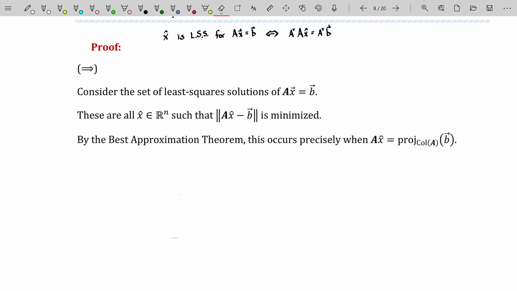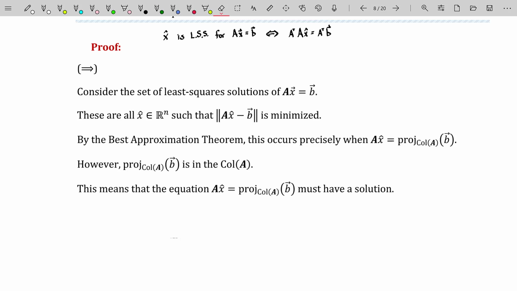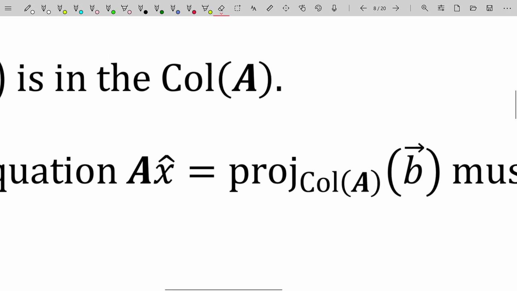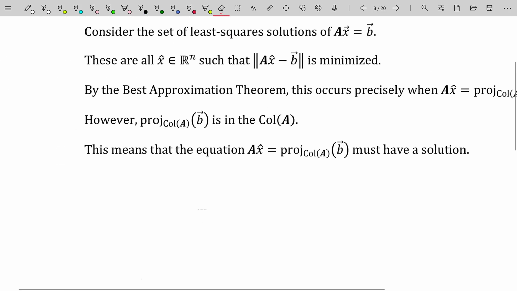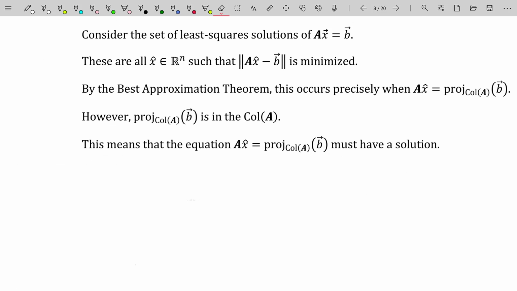But what's important is that the projection of b onto the column space of A is a vector in the column space of A, right? It's a projection of b onto the column space of A, so it must be in the column space of A, which means that the matrix equation A times some vector equals the projection of b onto the column space of A must have a solution, because that right-hand side vector is in the column space of A. So that equation is consistent.